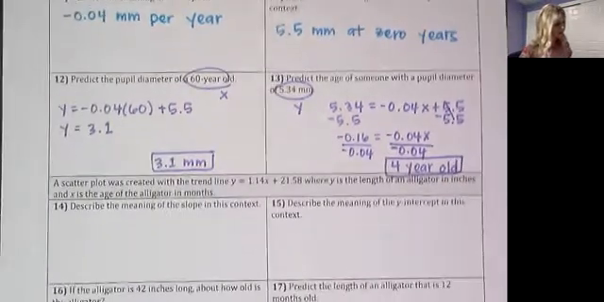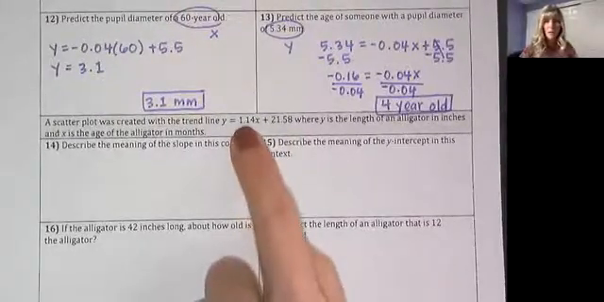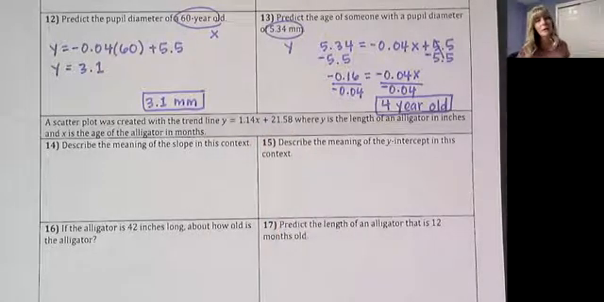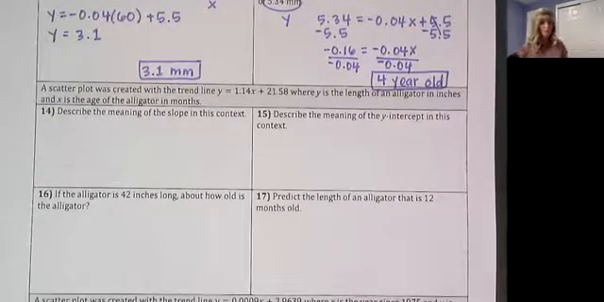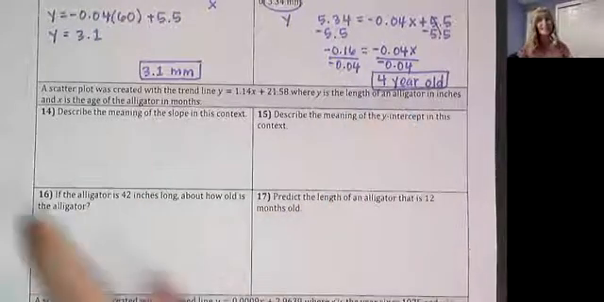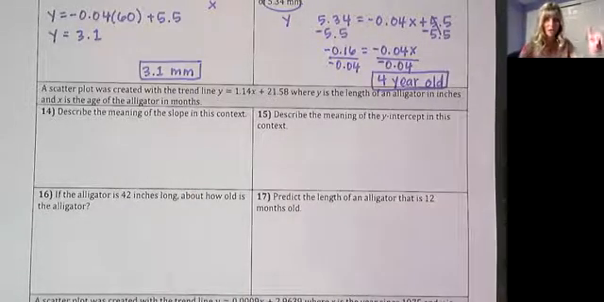A scatter plot was created with the trend line. There it is. Y equals 1.14x plus 21.58, where Y is the length of an alligator in inches and X is the age of the alligator in months. Hey, they switched it around. Don't let that throw you. Y is the length in inches and X is the age in months. So give this one a try, interpret M and B, and then try to answer some questions using the equation. Pause it and give it a try.